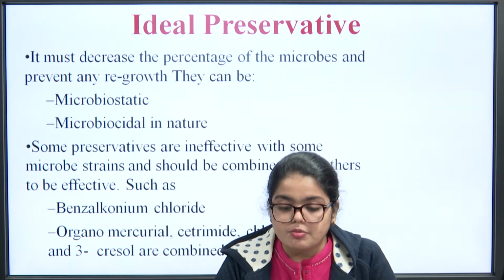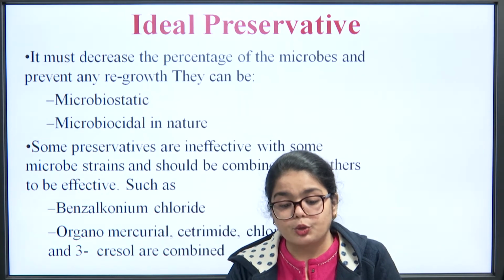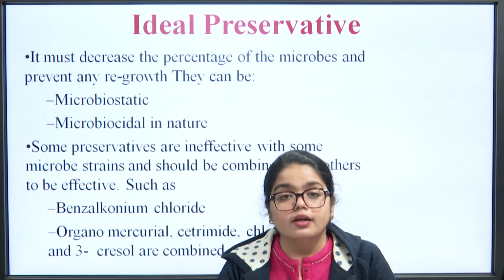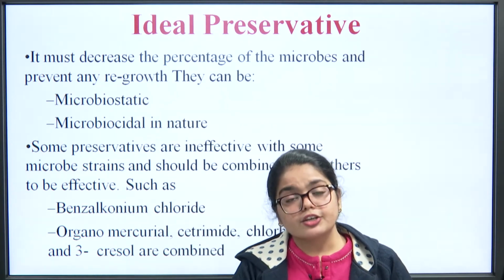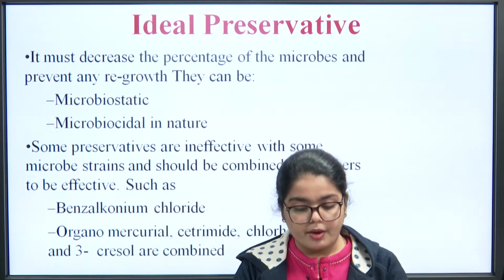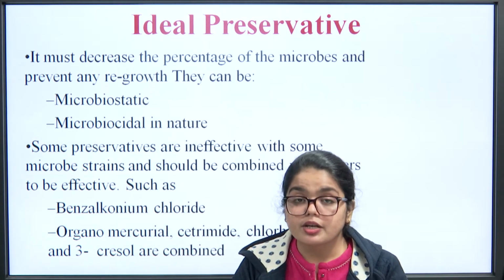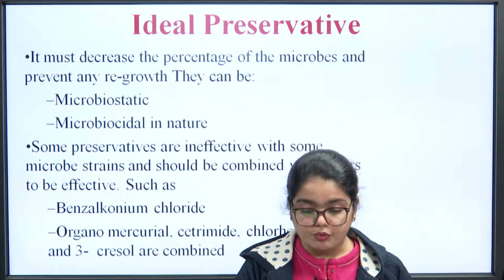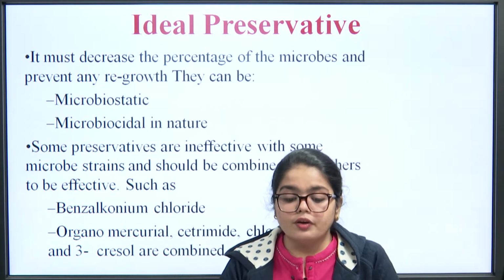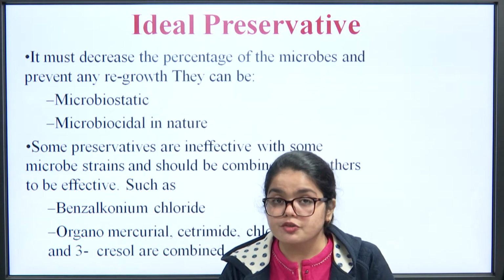So it also says about the ideal preservative. An ideal preservative must decrease the percentage of microbes and prevent any regrowth. It is a must for an ideal preservative, or any preservative, that it should decrease the microbial growth. The microbial growth in the presence of the preservative has to be decreased. If it is not decreased, that means the particular preservative is not fit for use. Moreover, the regrowth of the microbes should not be there in the presence of preservatives.